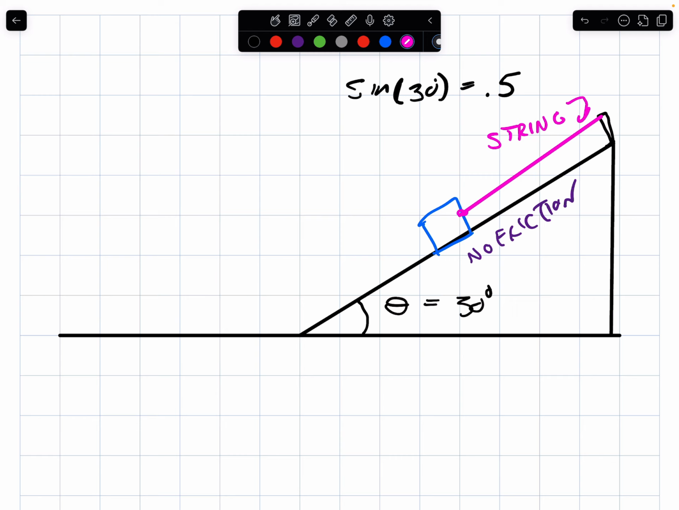Let's give the block some mass too while we're at it here. Let's say it's 5 kilograms. Okay. And so, first question, what is the tension in the string? The string is keeping it from slipping. So there's a force exerted by the string. And that force, the force in the string or cable, is called tension.